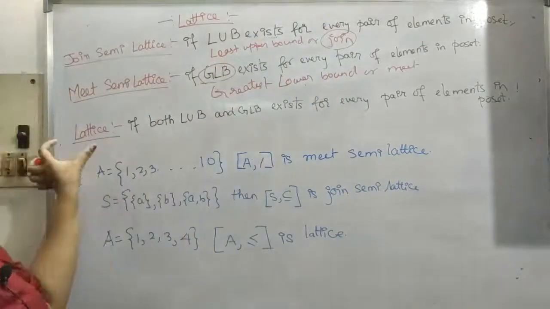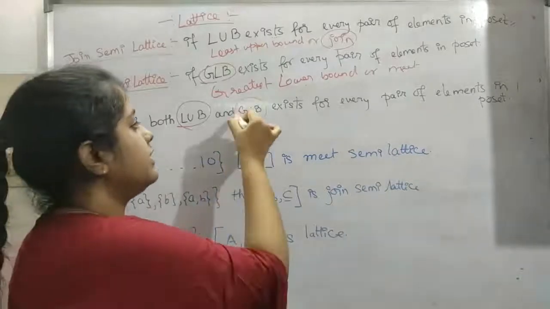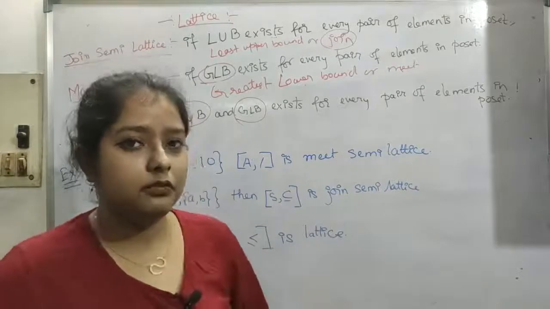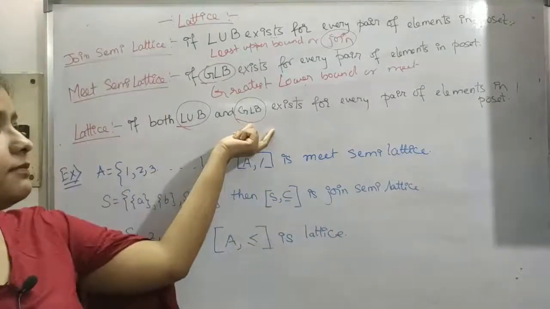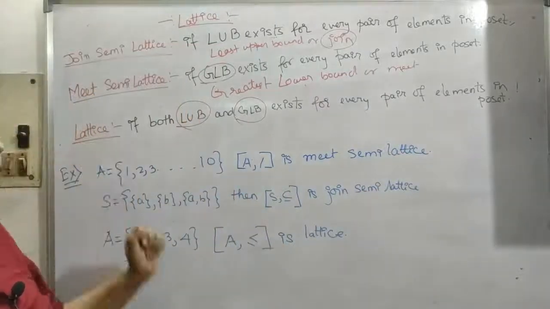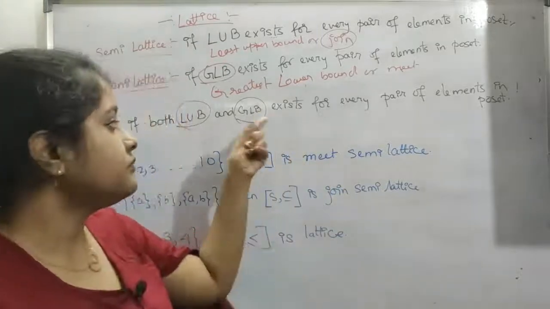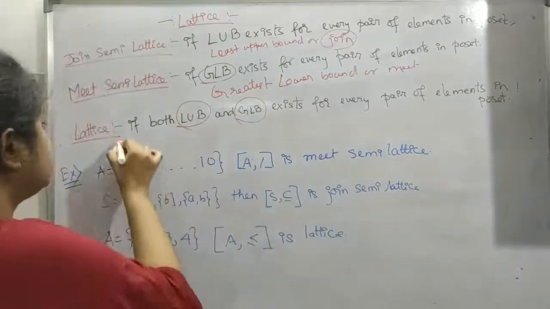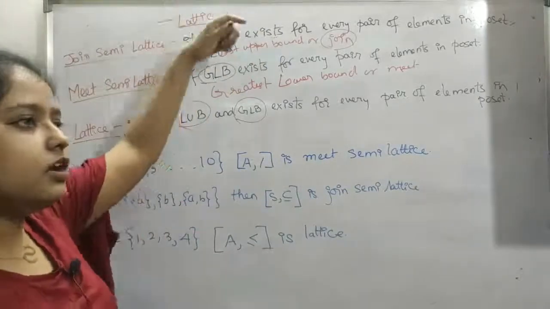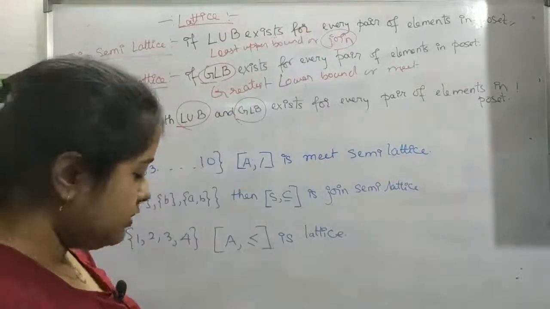If it has to be a whole lattice, then for every pair of elements, both LUB and GLB must exist. Then it is called a lattice. Every pair of elements must have LUB and GLB, then it is called a lattice. If we have only LUB for every pair it is called join, or if we have GLB for every pair of vertices, obviously it is called meet. So let's see some examples.